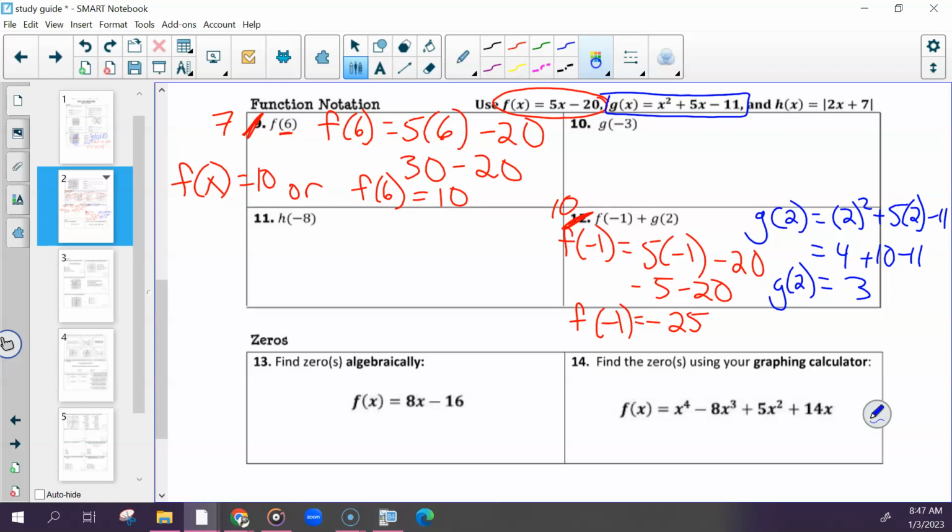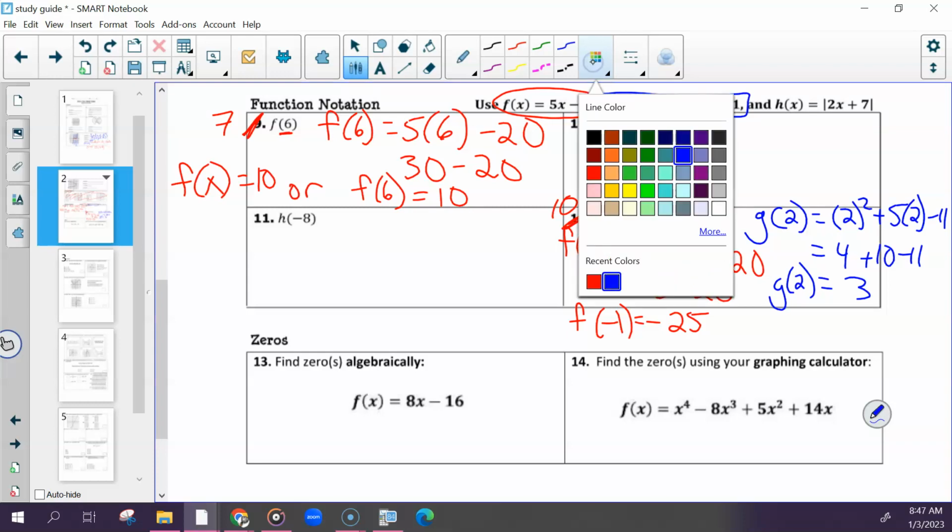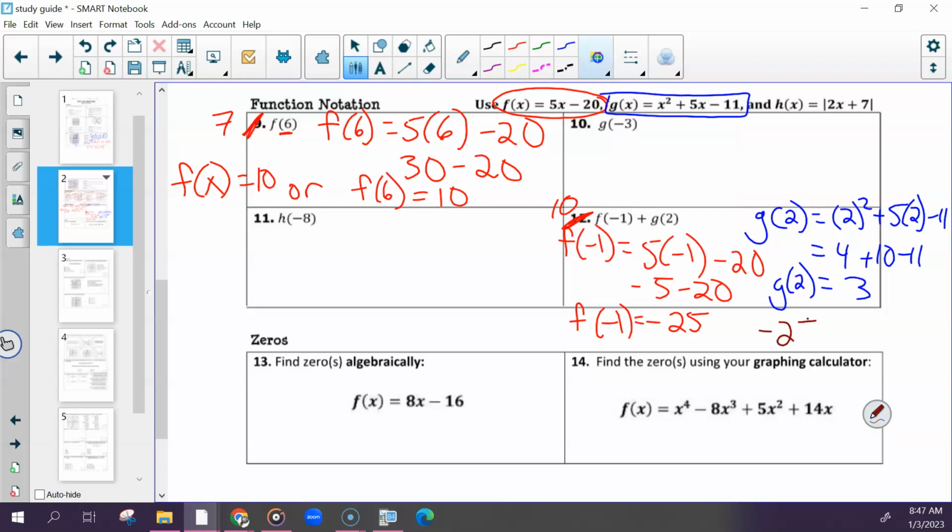And then the very last step in this is adding the two together. So negative 25 plus 3. So you would leave that as however it's written up there as your final answer. F of negative 1 plus g of 2 equals negative 22. Other questions on this page?